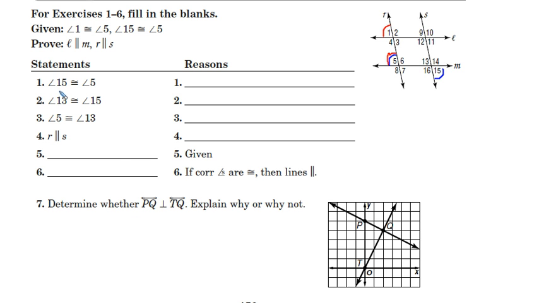First statement, angle 15 is congruent to angle 5. Well, that is, of course, given. First reason is always given. And then they say angle 13 is congruent to angle 15. Well, look at where 13 is. 13 is right across from 15. They're formed from the intersection of two lines. And we know that they are vertical angles. Therefore, vertical angles are congruent.